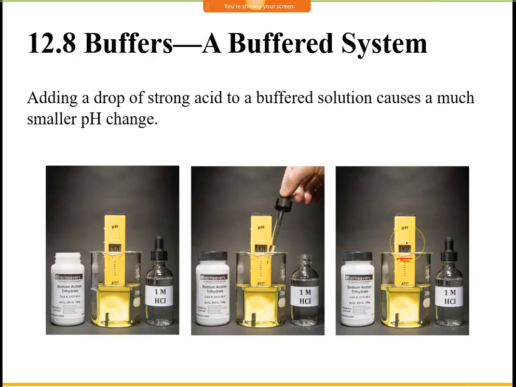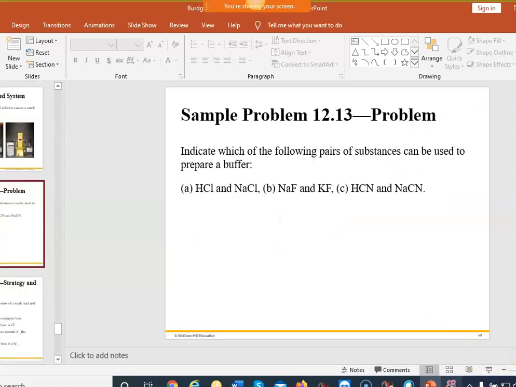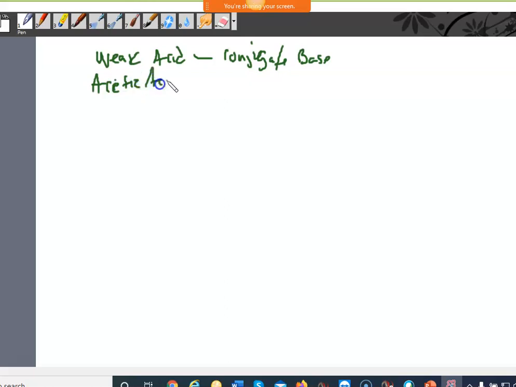So let me talk about what's actually happening at the atomic level, the chemistry of it. The book doesn't really talk about it too much, so I want to show you. First of all, we said it's a weak acid and its conjugate base. So let's talk about why it's got to be a weak acid. It can't be a strong acid. So our buffer is a mixture of the two. Let's take acetic acid, which is vinegar. If you guys remember, acetic acid is vinegar. It's a weak acid. The formula is HC2H3O2.